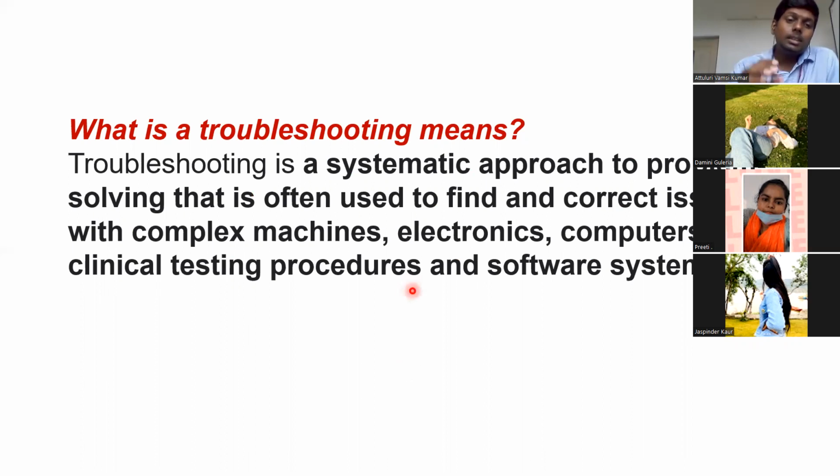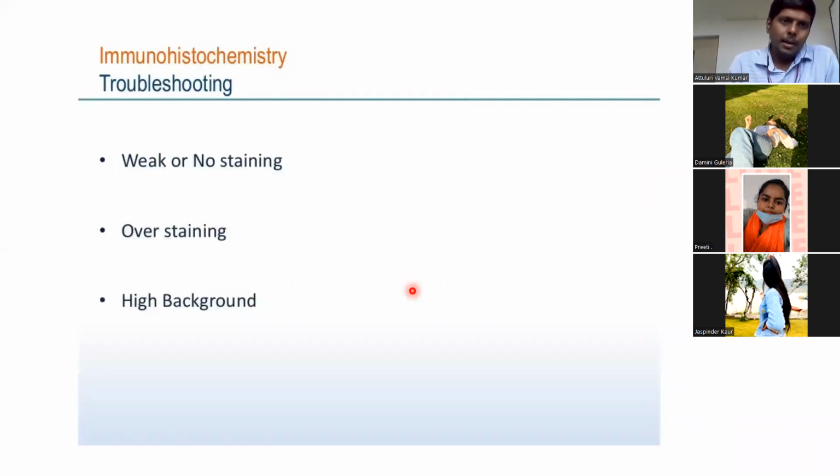And let us see what the common problems are that we will encounter in immunohistochemistry. The common problems can be three issues. One is weak staining or no staining at all. So we have done all this one-hour procedure, and after the one-hour procedure, when we are seeing under the microscope, there is no staining, or there is very little staining in the tissue. What is the reason for less staining?